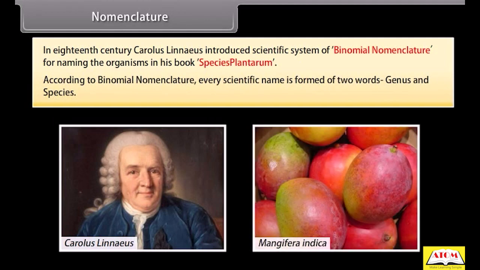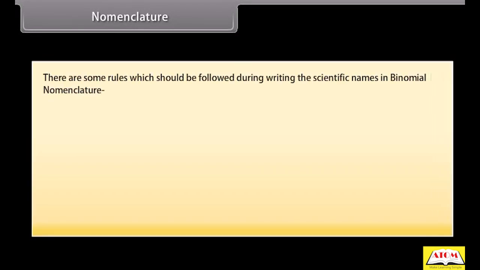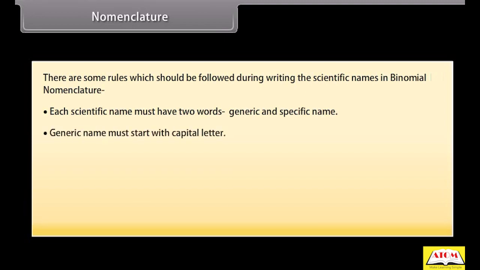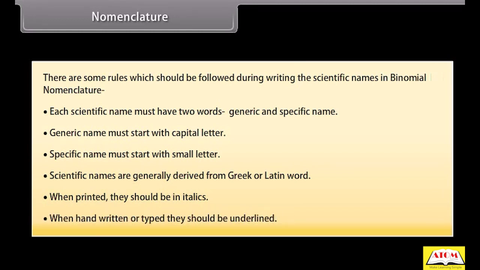According to binomial nomenclature, every scientific name is formed of two words, genus and species. There are some rules which should be followed while writing scientific names in binomial nomenclature. Each scientific name must have two words, generic and specific name. Generic name must start with a capital letter. Specific name must start with a small letter. Scientific names are generally derived from Greek or Latin words. When printed, they should be in italics. When handwritten or typed, they should be underlined.